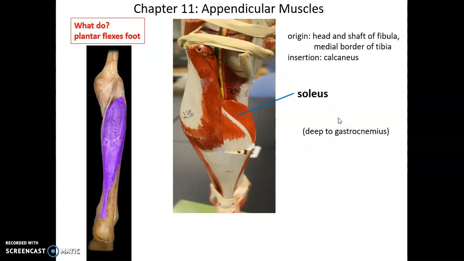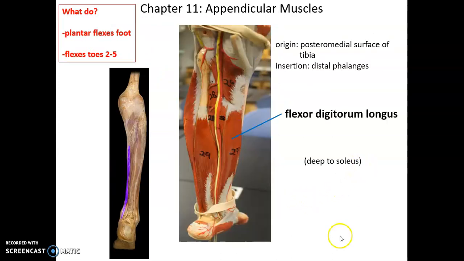If you remove gastrocnemius, you have the muscle soleus. Soleus by itself goes from the head and shaft of the fibula and the medial border of the tibia and inserts into calcaneus. And when it contracts, it leads to plantar flexing of the foot. Remove those muscles, and then you can see below that flexor digitorum longus. Flexor digitorum longus has its origin in the posterior-medial surface of the tibia, and it inserts to the distal phalanges of toes 2 through 5. So it's able to flex toes 2 through 5, as well as plantar flex the foot.